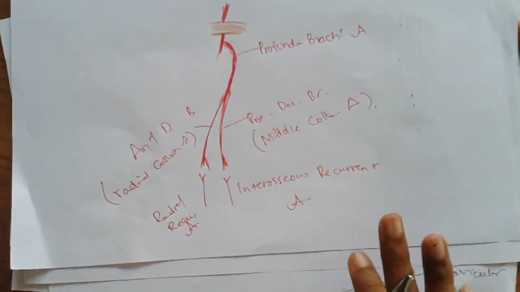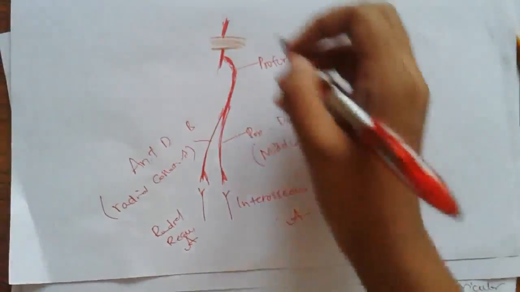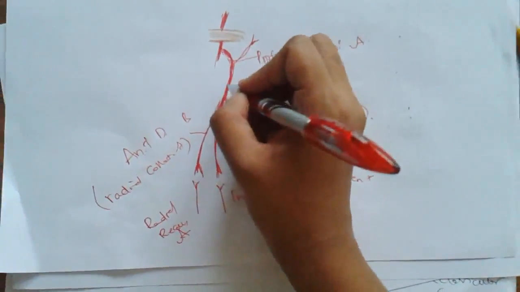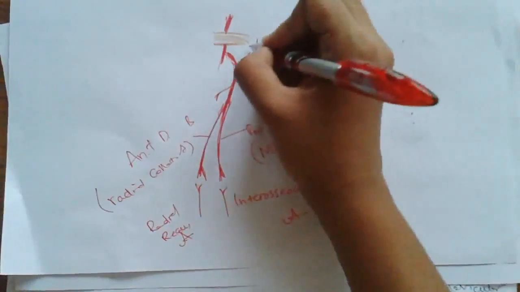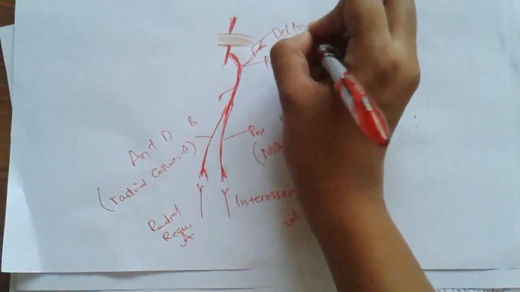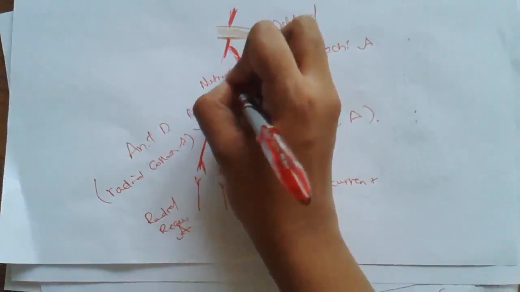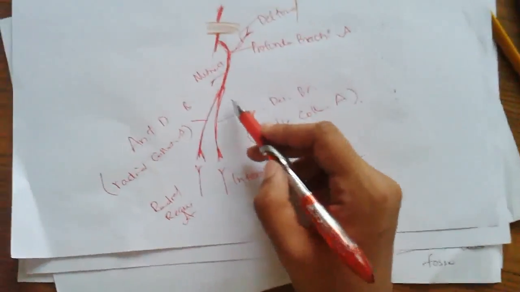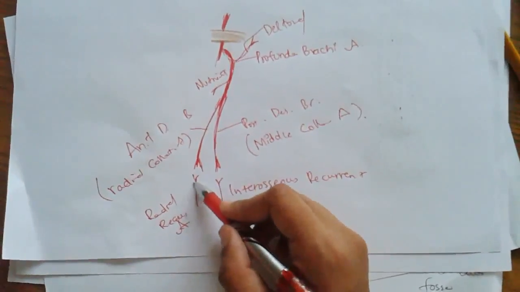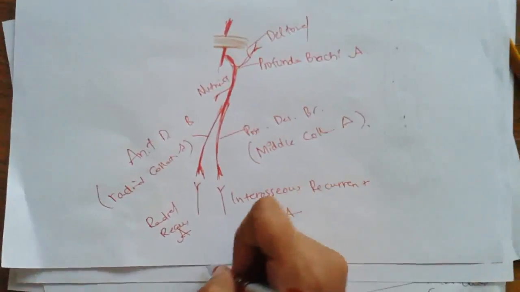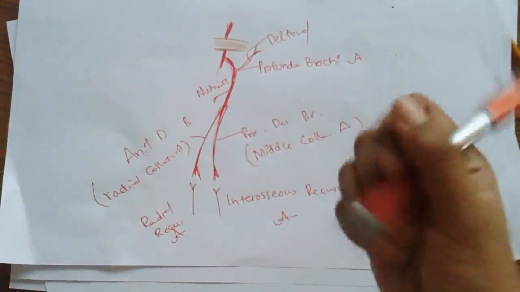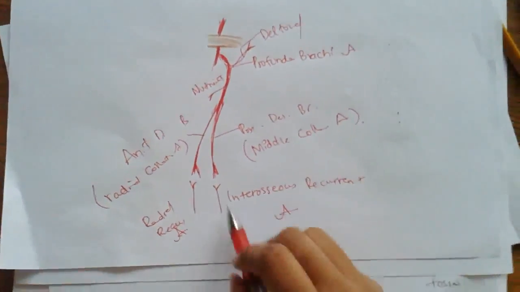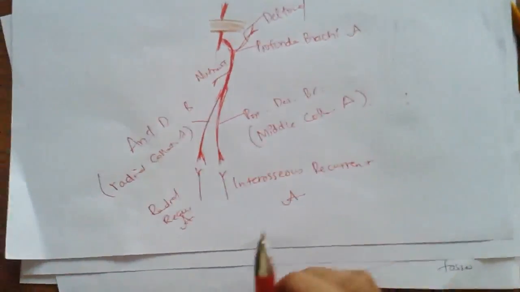This profunda brachii artery gives you some branches. One is the deltoid branch, so that it supplies the deltoid muscle. Then it gives a nutrient branch to the humerus, and then, as I said, anterior descending branch and posterior descending branch. Anterior descending branch anastomoses with the radial recurrent artery, which comes from the forearm, whereas the posterior descending branch or middle collateral artery anastomoses with interosseous recurrent artery.